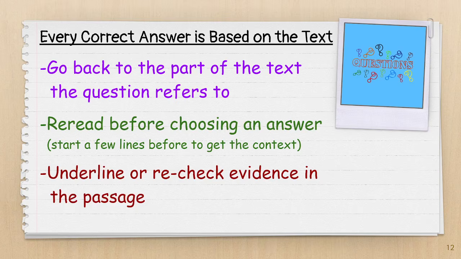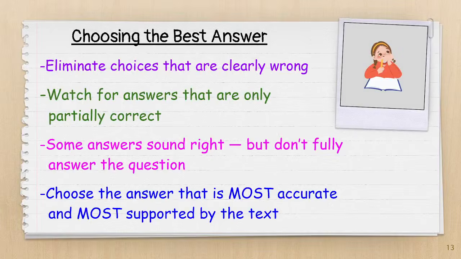And when you do go back to the lines that they tell you to go to, I would suggest backing up a little bit further. So start a few lines before to get the full context of that section of the text. Okay, underline, recheck evidence in the passage. You might want to annotate a little bit more of that section as you're deciding how to go about answering the question. Eliminate choices that are clearly wrong.